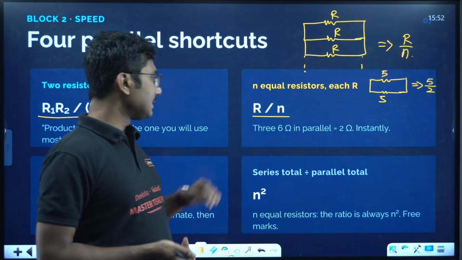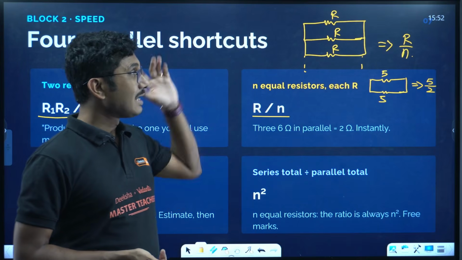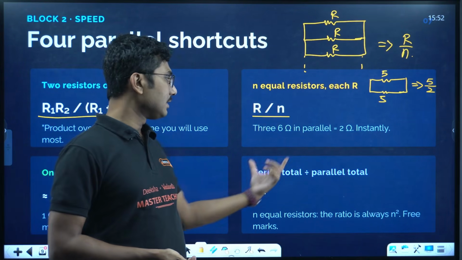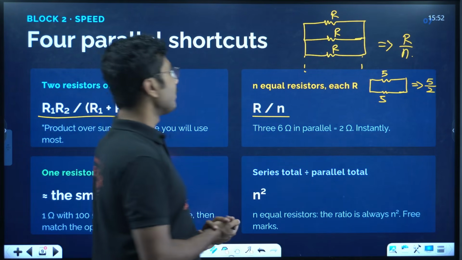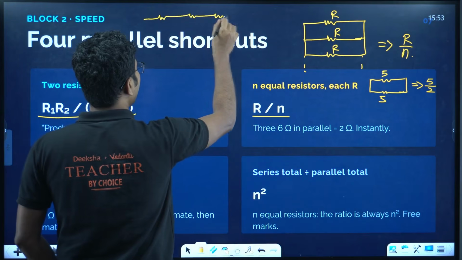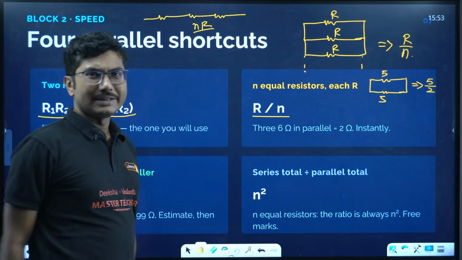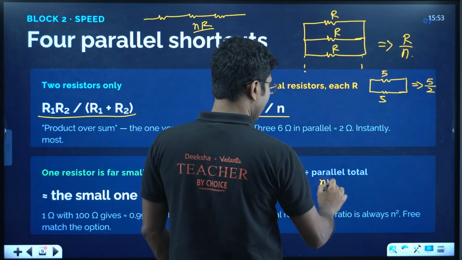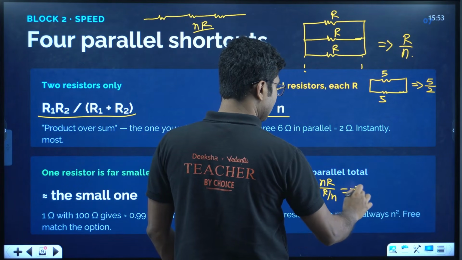Okay. Series total by parallel total. Suppose you connect certain resistors in series and then in parallel, then series total divided by parallel total will be n square. If you connect n number of resistances of the same value in series, the equivalent resistance will be n into R. In series it will be n into R, in parallel R by N. So n into R divided by R by N turns out to be n square.